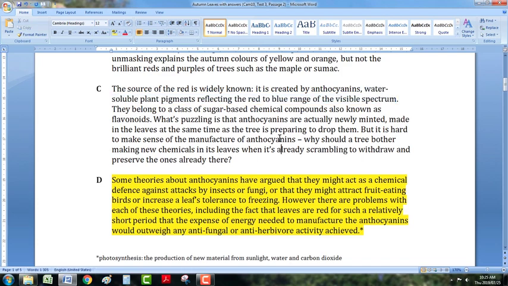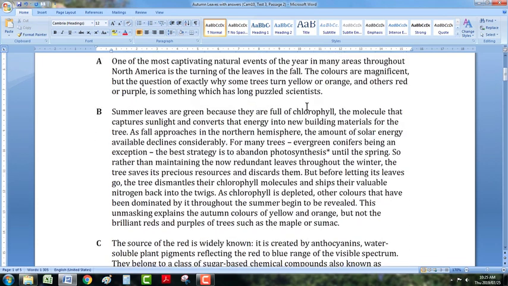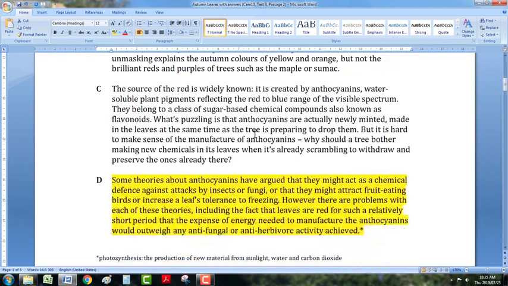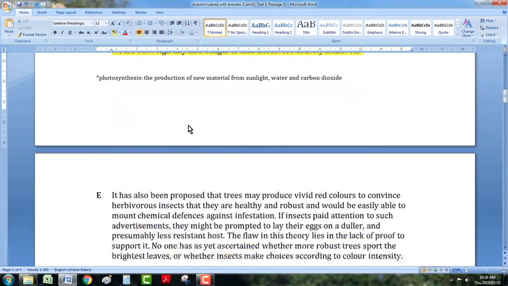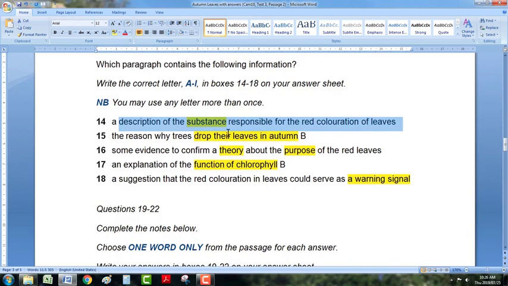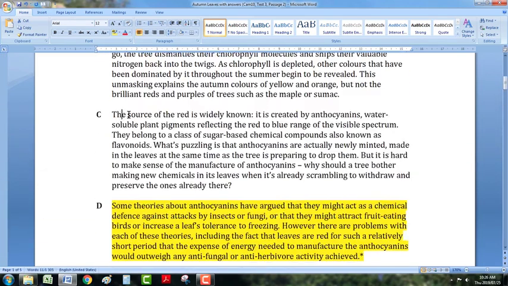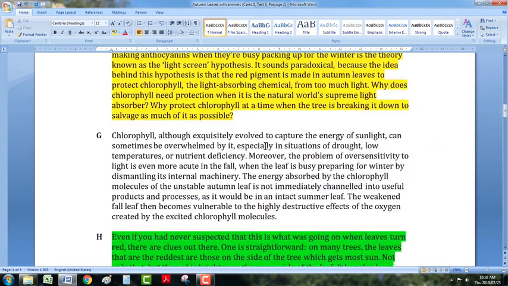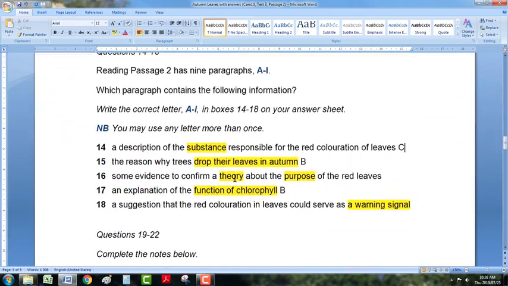So, again, I've said this many times. When you see a new word, definition, IELTS chooses an answer from there. New word, definition, and IELTS chooses an answer from there. That is the substance responsible for the red coloration. The source of the red, responsible for the substance. So not too bad, we can get C there. And then in only 5 questions, they're not going to choose twice from the same paragraph. So I would move on.